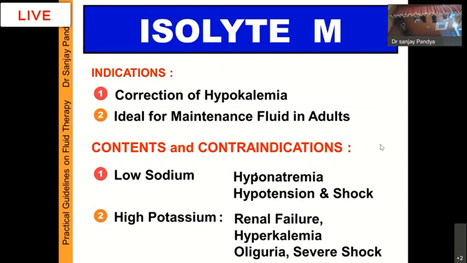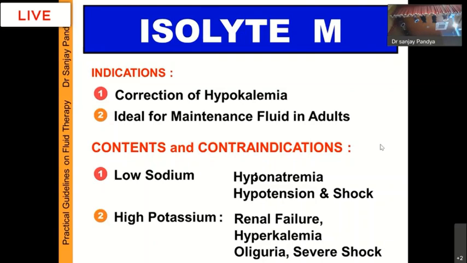Now, where do we use Isolyte M? Answer is for correction of hypokalemia. Why do we want to give it for hypokalemia? How much potassium does it contain? 35. Okay, and it is ideal for maintenance because it provides sodium, potassium, bicarbonate, phosphorus, and calories. So good. And contraindication is that it should not be given in hyponatremia because how much is the sodium?